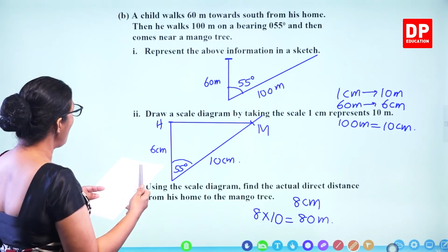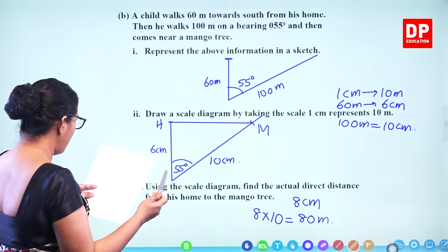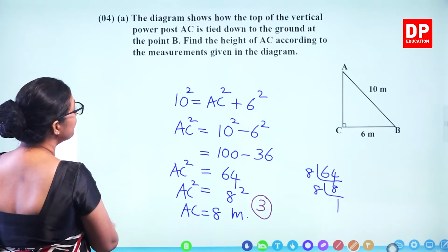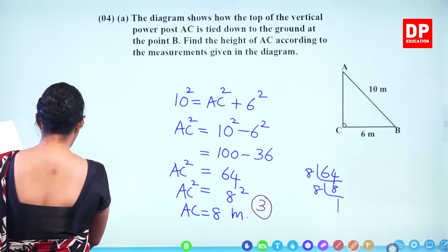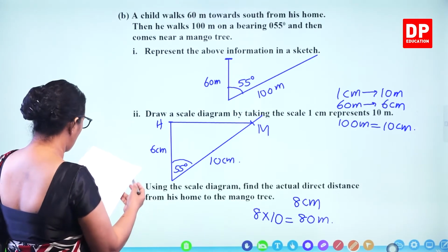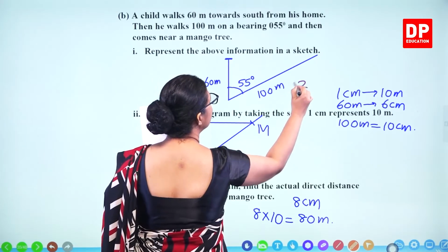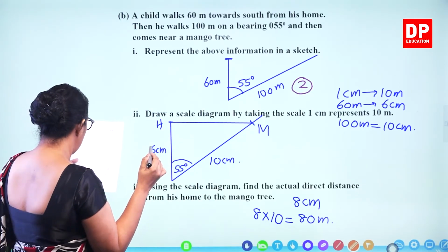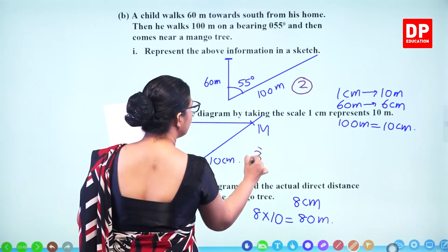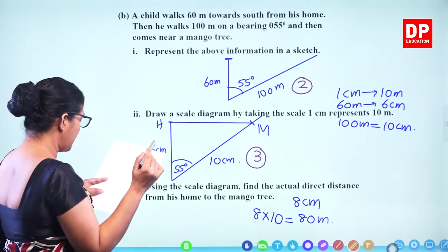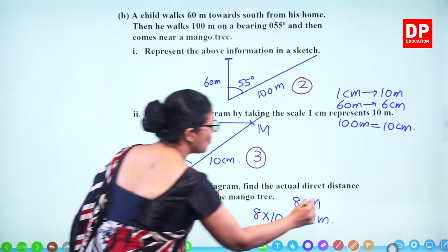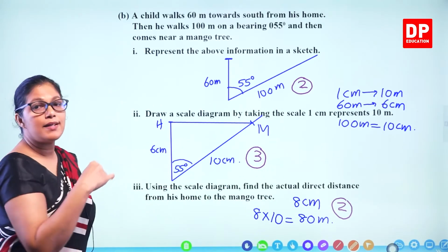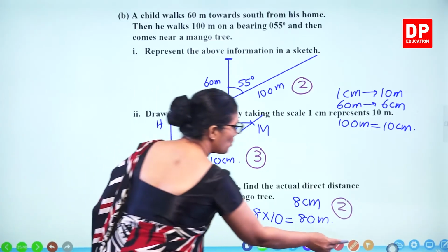This is for B part. So earlier we gave marks 3 and 2. 3 marks for this one, and now we have to give the sketch 2 marks. And for the scale diagrams, this one 3 marks. And finding the actual length, that's 2 marks. 3, 4, 5, 6, 7 and earlier 3, 10 marks for this whole question.